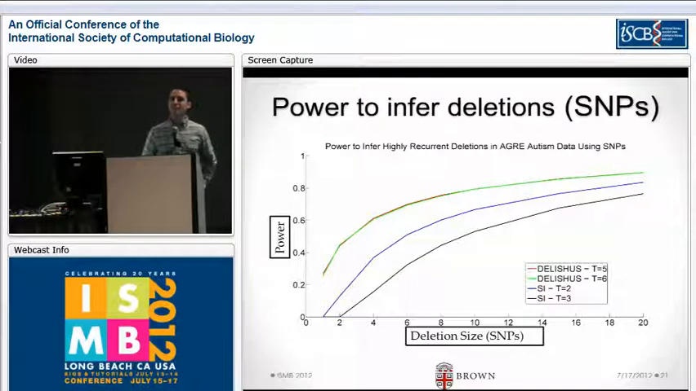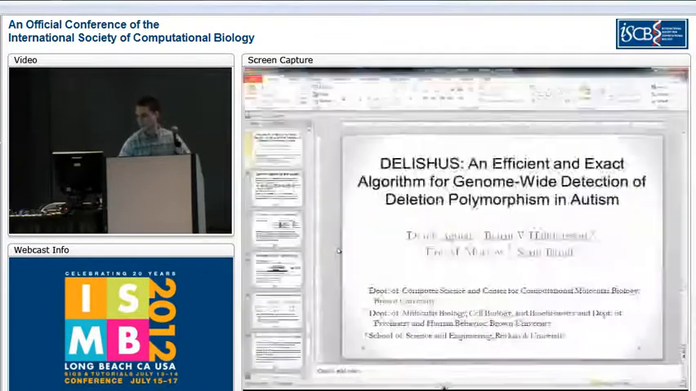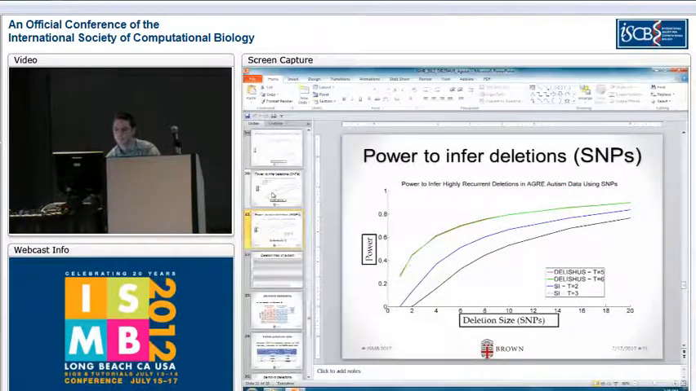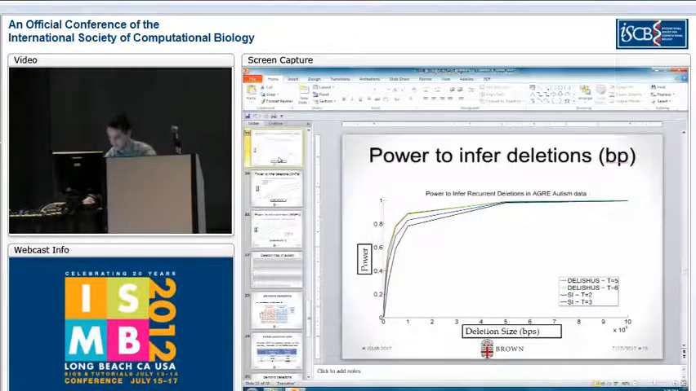So I just want to show that we have superior power than the other algorithms for the smaller deletions. So I was just curious, what would be that number? And also, this is very sparse data because it's from SNP arrays, right? I was curious to see if you tried sequencing data, which is going to be more dense and perhaps a little bit more noisy.